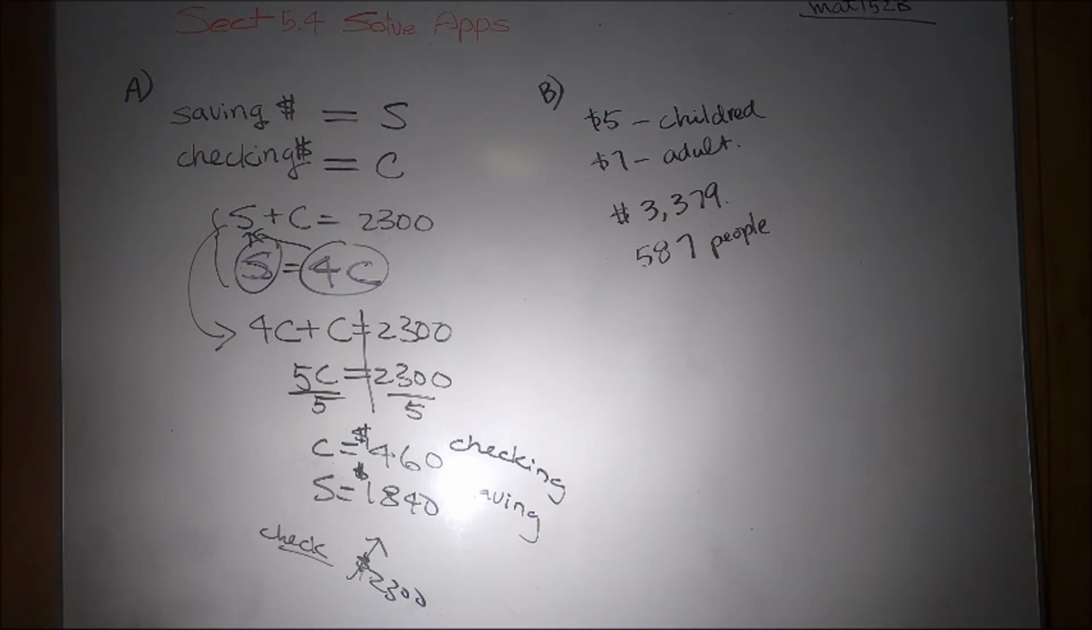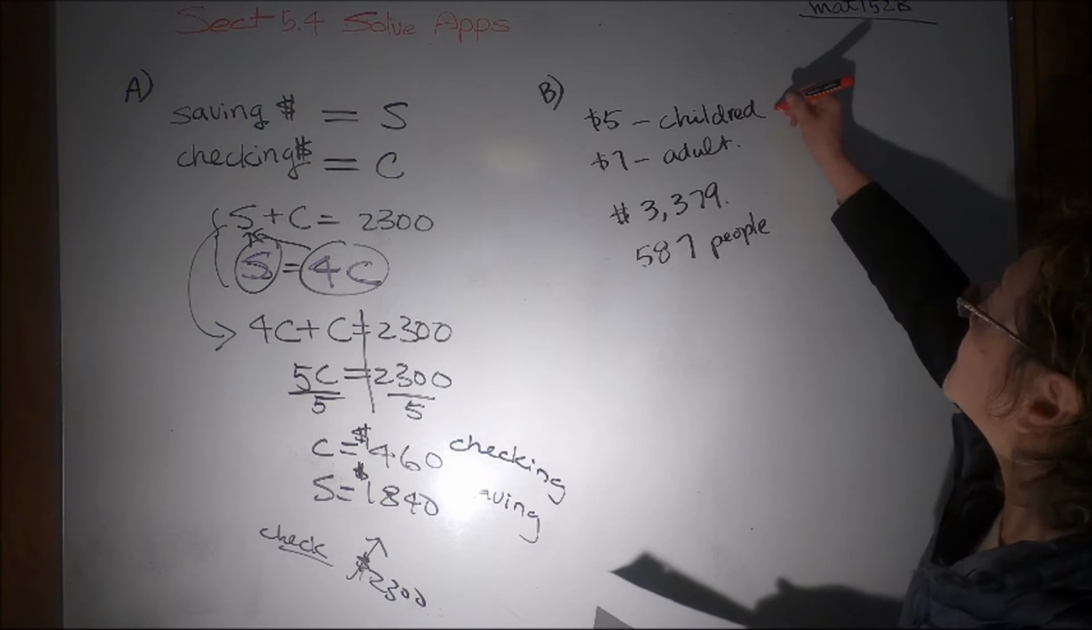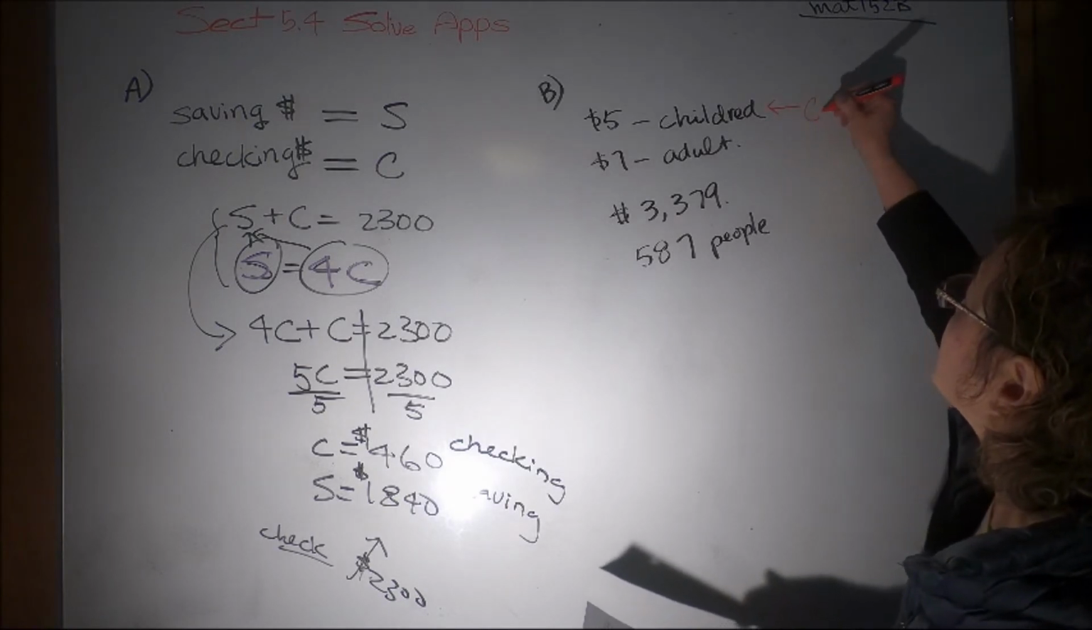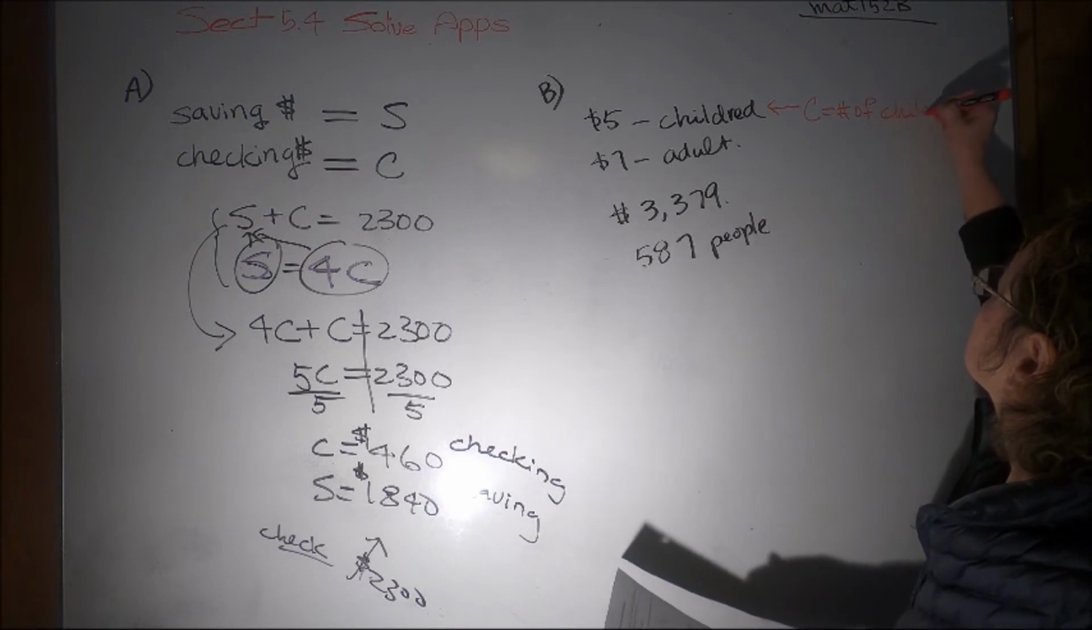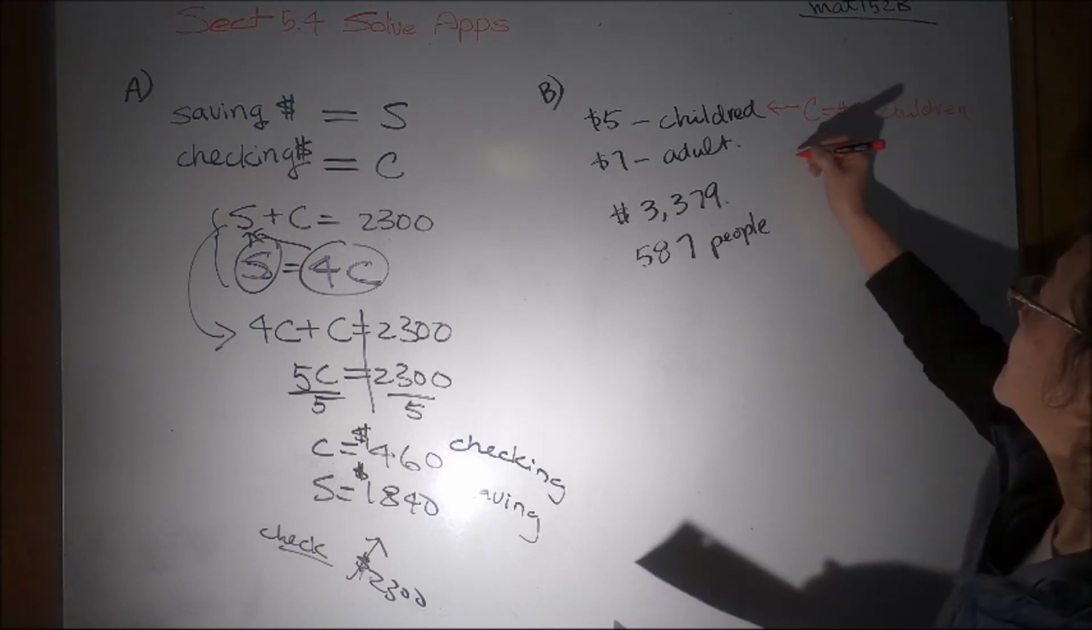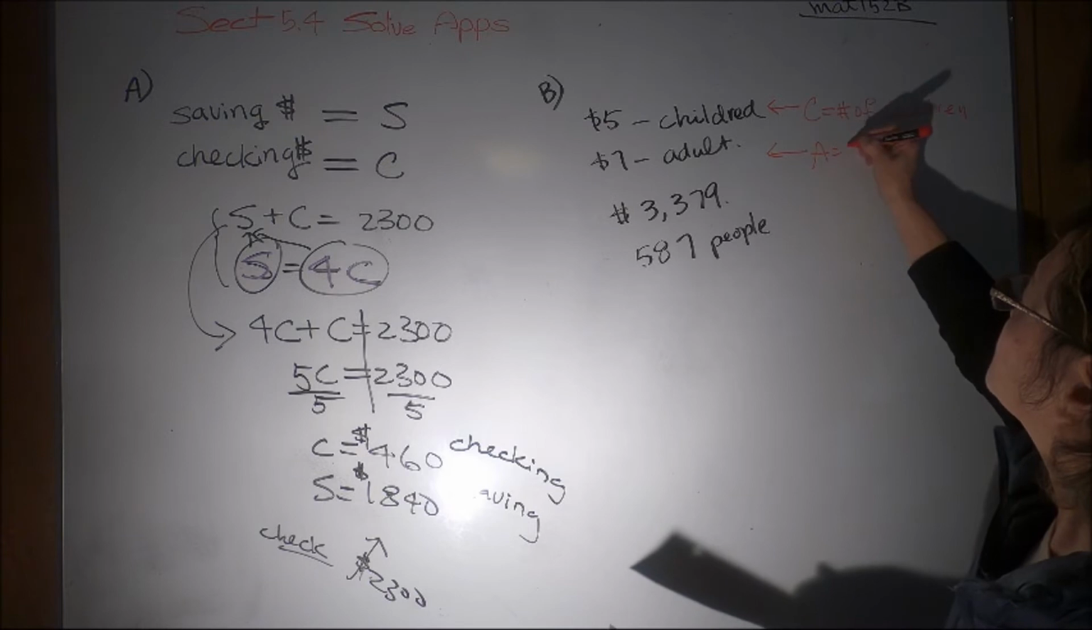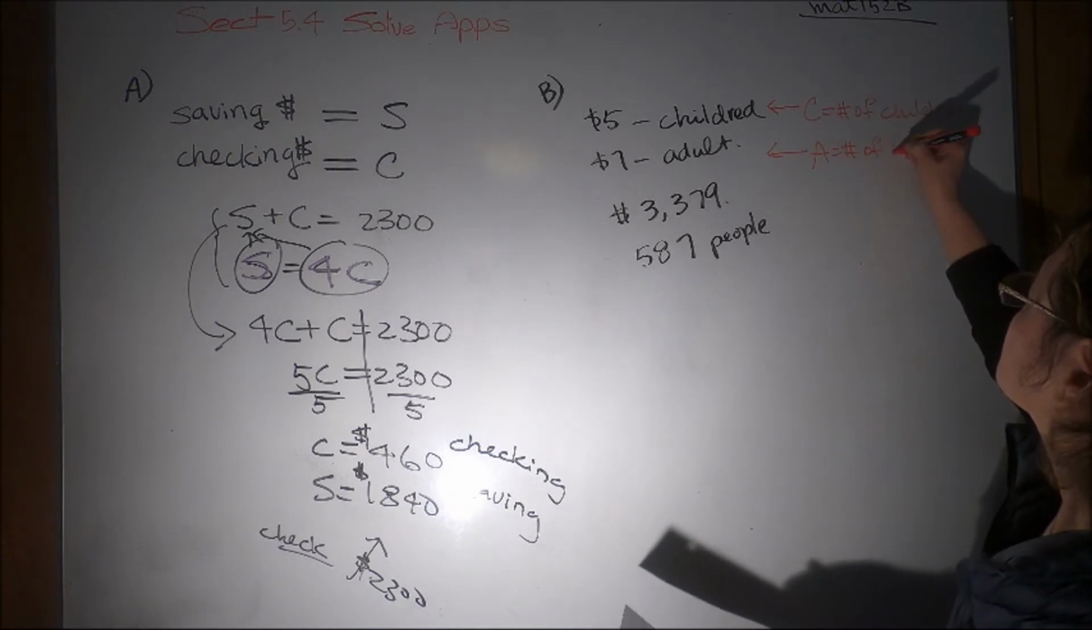How many things don't we know? 2 things, right? We want to find out how many adults and how many children. So we say, okay, let C be the number of children, and let A equal the number of adults.